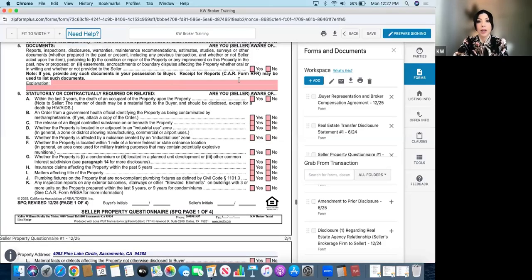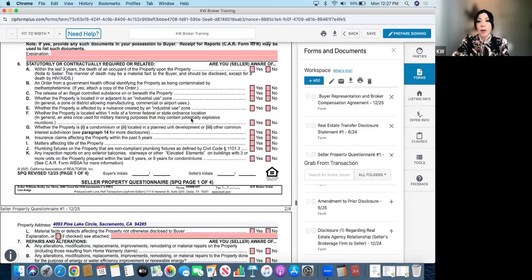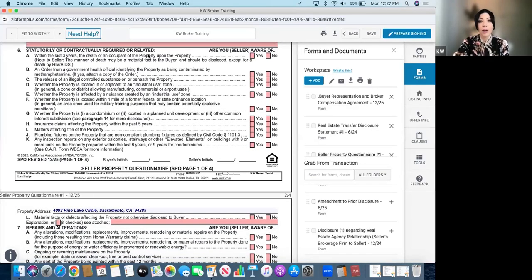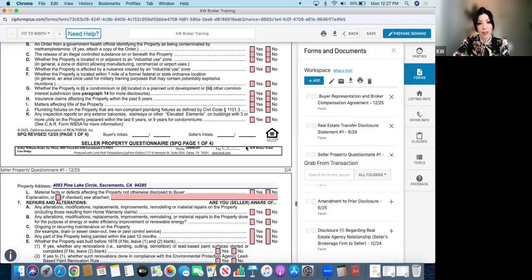Okay, so then you can put here in the explanation, if there was anything here, you can mark property was purchased in 2024 and attached is previous home inspection. So you can add that in here. Let's see. The statutory or contractually required or related. Are you aware of any of the items here? Yes or no.